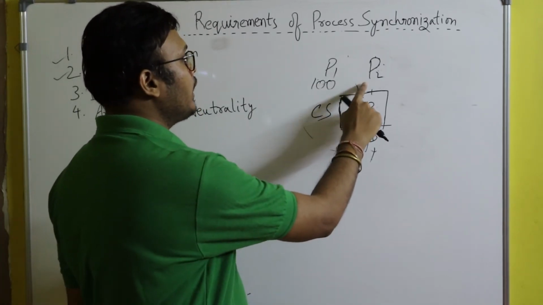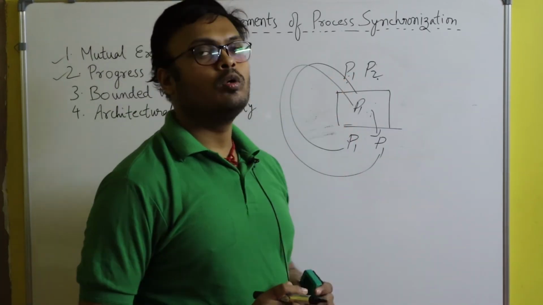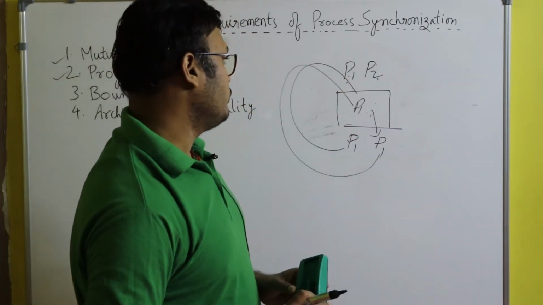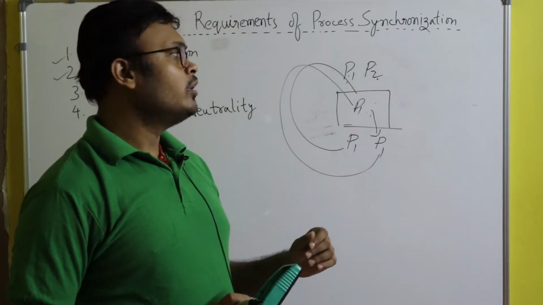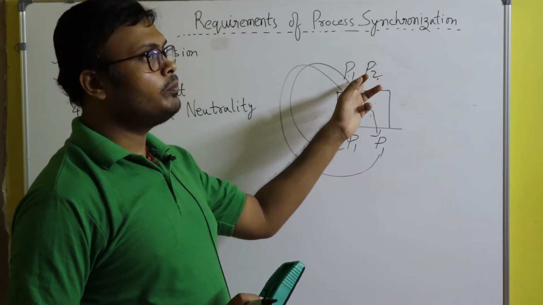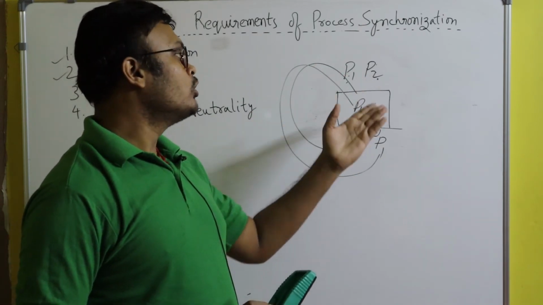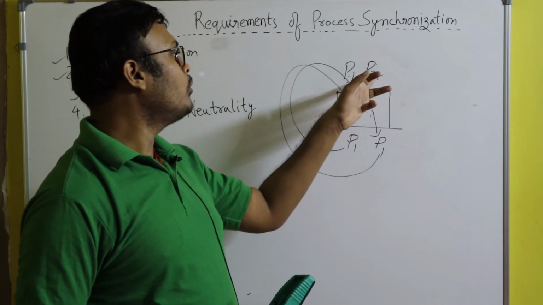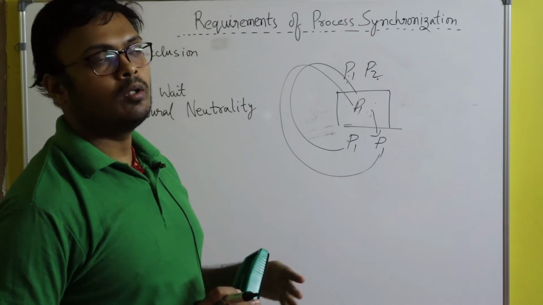Okay, and till 100 times process P2 had to wait. So you see, there is no bounded waiting at all, because P2 has to wait infinitely, because P1 keeps entering into the critical section again and again. So there is no limit on the number of waits for process P2. So this is called bounded waiting.